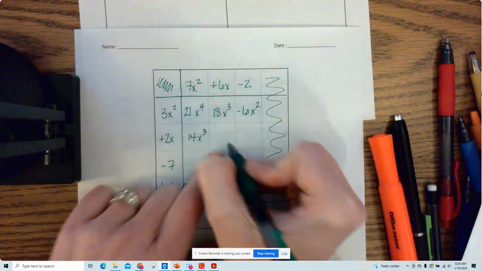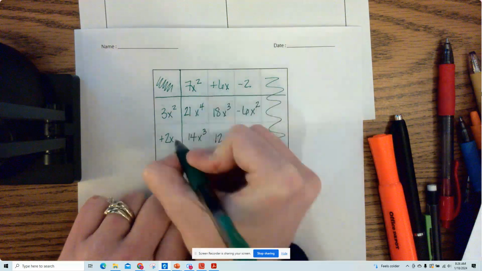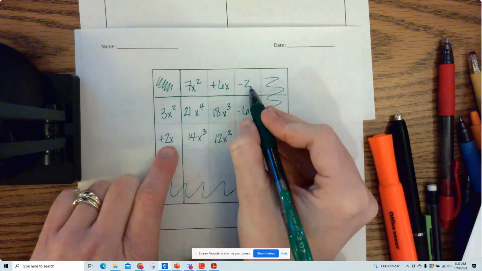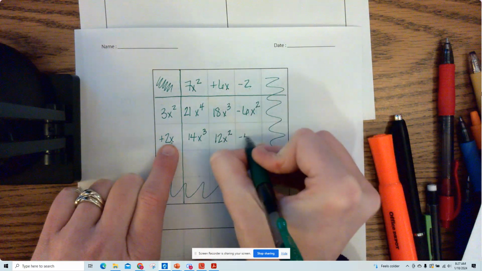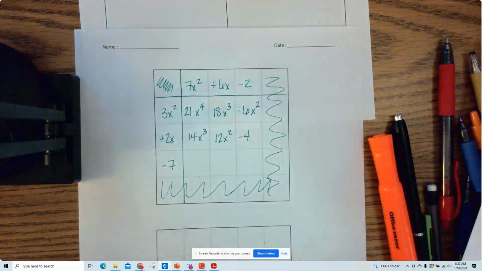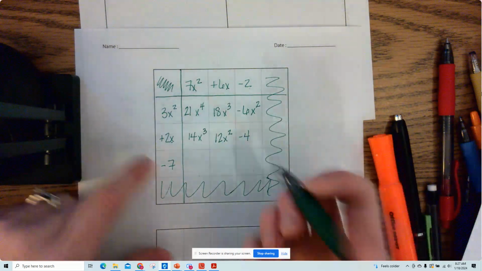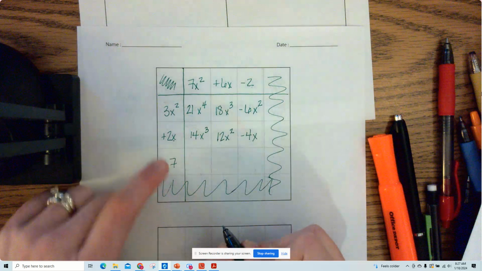6x times 2x. That's this box here. So 6 times 2 is 12. X times x, x squared. All right, 2x times negative 2. 2 times negative 2, negative 4. And again, if you need to use the calculator for this part of it, that's fine. You just can't do the x times x in your calculator. It's going to give you an error. Nothing to multiply the x by, so we just keep it.